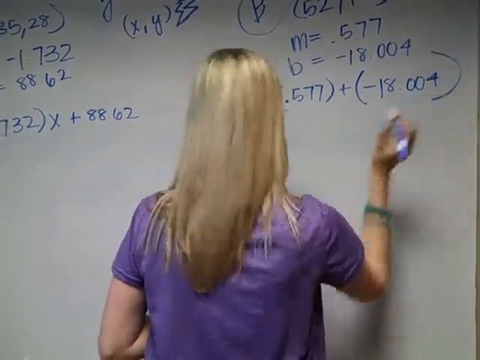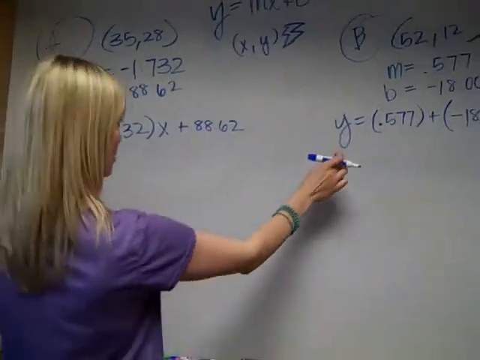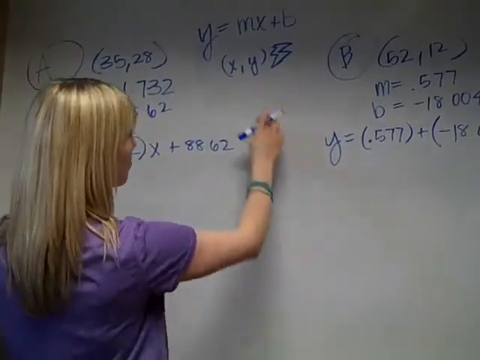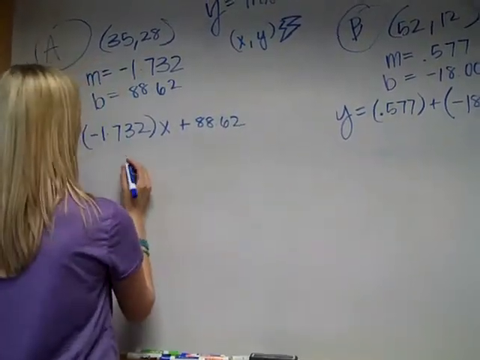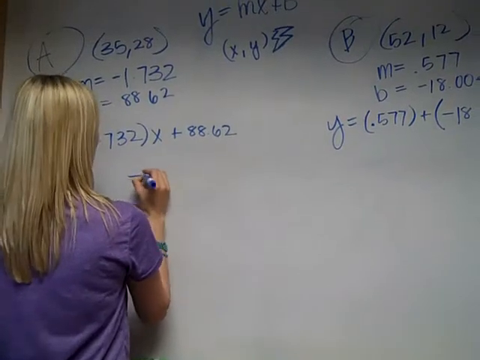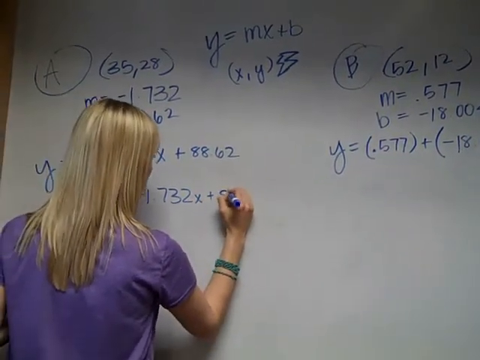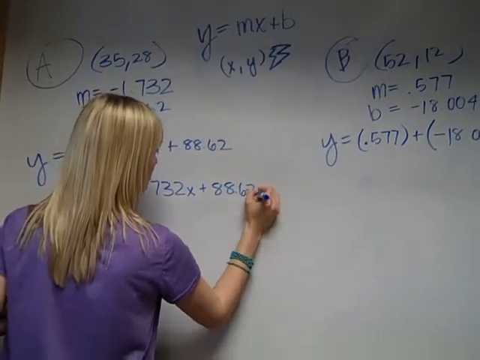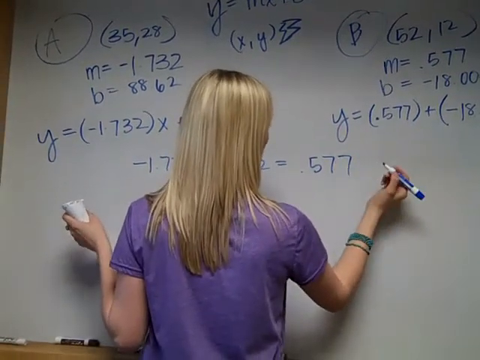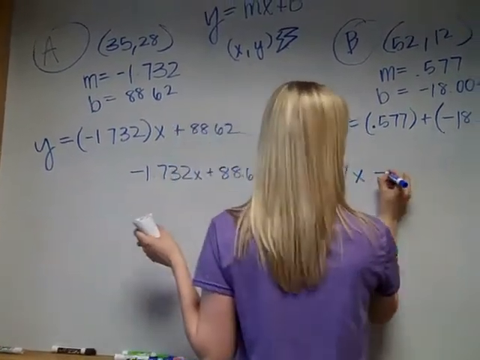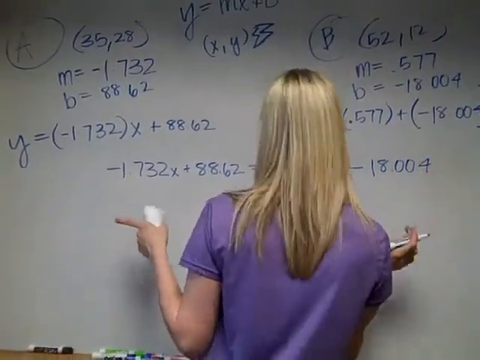Now we're going to set these two equations equal to each other because they're going to have the same y point. So we have negative 1.732x plus 88.62 is equal to 0.577x minus 18.004, and we're going to solve for x.